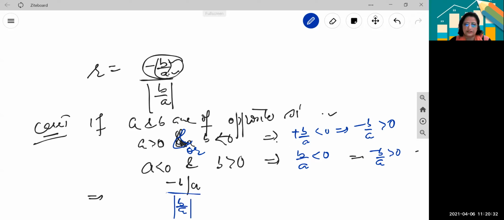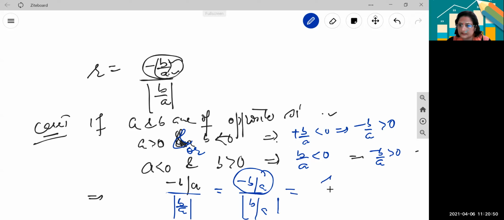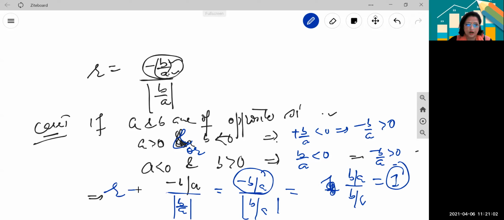So whatever value it is giving, mod will always give a positive value. It is equal to minus b by a upon, even if you take negative, beta, because this becomes positive and this becomes positive, the mod below is always positive, so this cancels and what answer will you get? You are getting this positive b by a upon b by a, that is equal to 1. So in this case, therefore, r in this case is equal to 1.